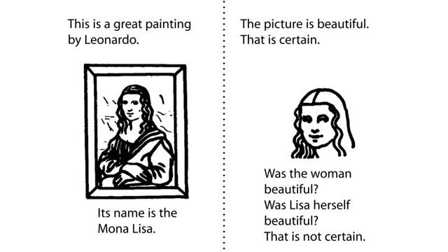This is a great painting by Leonardo. Its name is the Mona Lisa. The picture is beautiful, that is certain. Was the woman beautiful? Was Lisa herself beautiful? That is not certain.